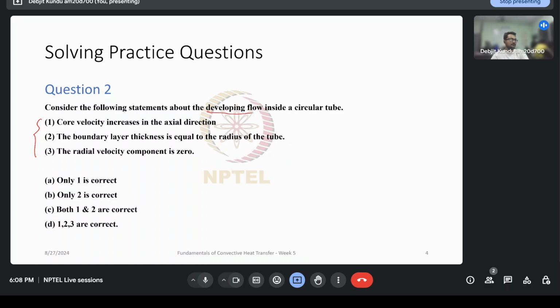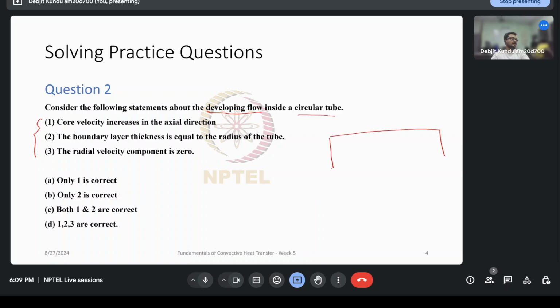So earlier we saw the fully developed flow. Now we will look at developing flow inside a circular tube once again. So the statements are as follows. Statement 1 says that the core velocity increases in the axial direction. The core velocity means the velocity at the center line you can consider, or in the region where the boundary layer hasn't reached. So I'll just draw a figure to demonstrate the point.